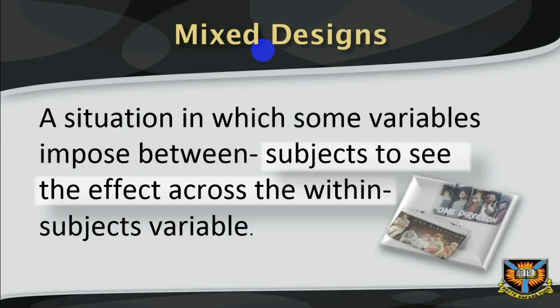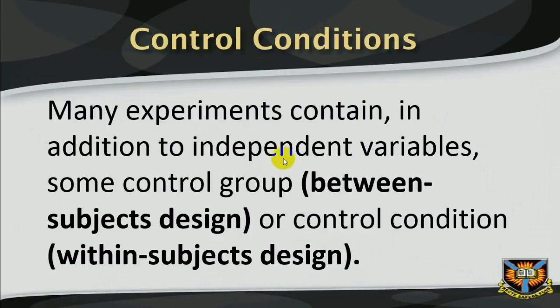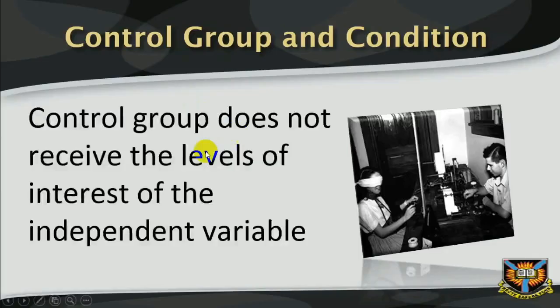Many experiments contain, in addition to independent variables, some control group, in a between subject design, or control conditions, in a within subject design. In its simplest form, the control group does not receive the levels of interest of the independent variable. In the reward example just described, a control group of rats will receive no reward. Or an experimenter might be interested in the effect of noise on studying.